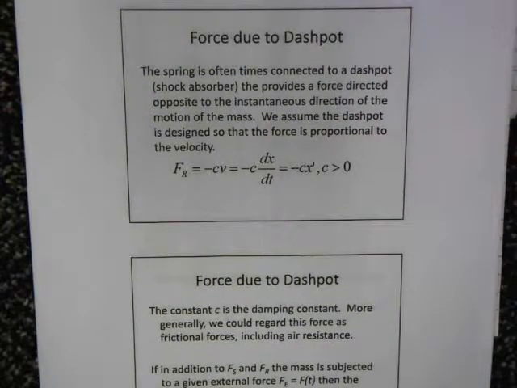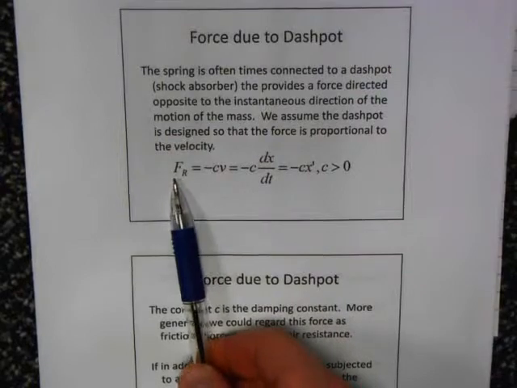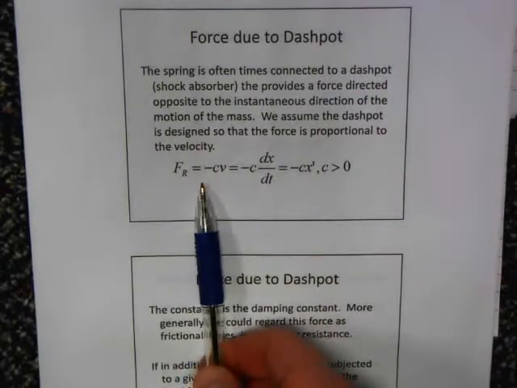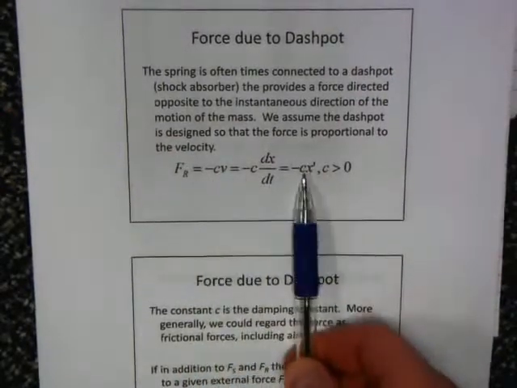Force due to a dashpot. The spring is oftentimes connected to a dashpot, better known as a shock absorber, that provides a force directed opposite of the instantaneous direction of the motion of the mass. We're going to assume the dashpot is designed so that the force is proportional to the velocity. And so again, we get F sub r is minus cv, where c is some constant bigger than 0.